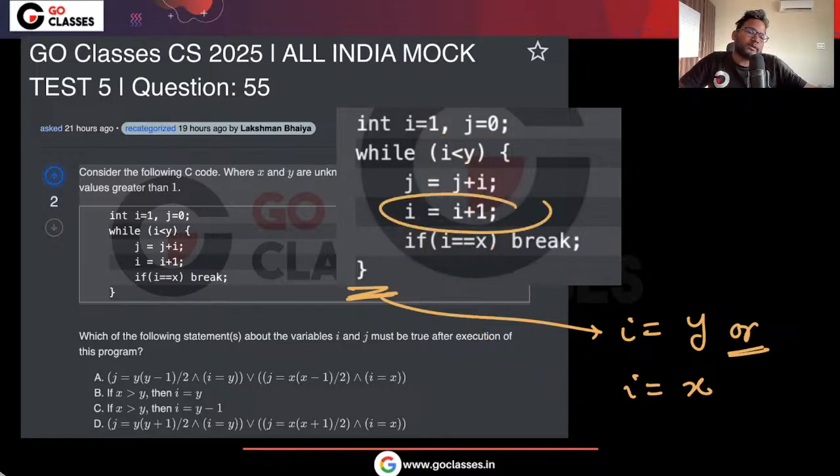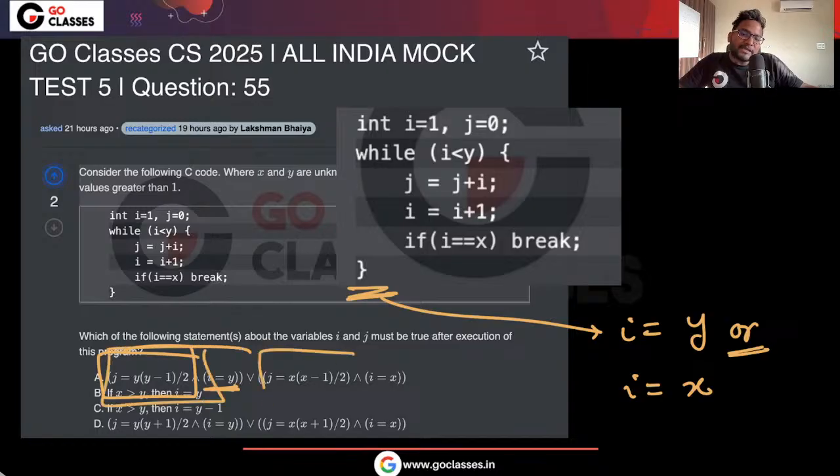Is this fine to everyone? So basically I will be either y or x. Now we just need to check: if I is y, then what is j? If I is x, then what will happen to j? That is the only thing we need to check. Is this understood?